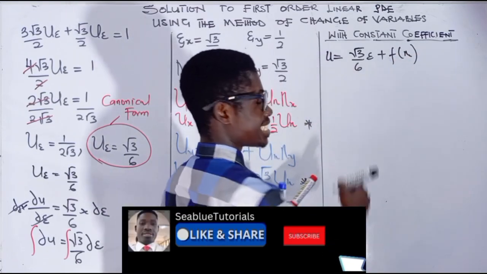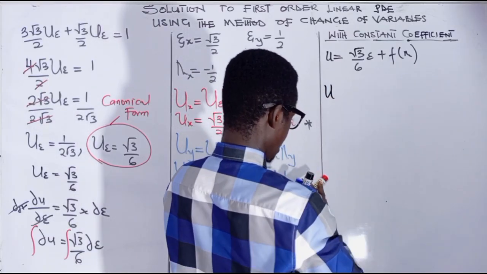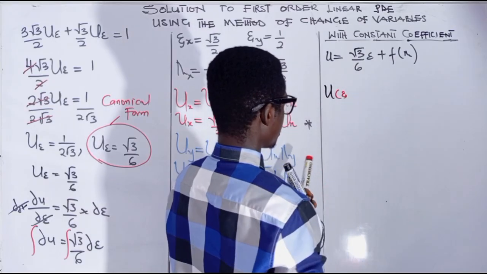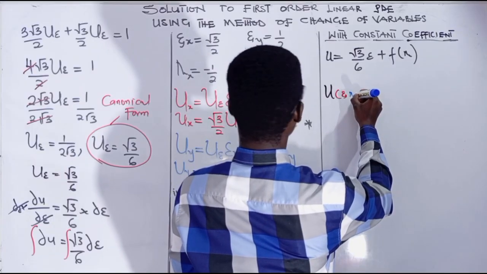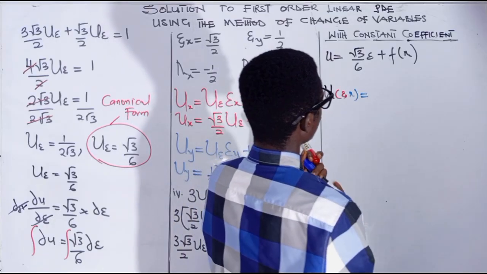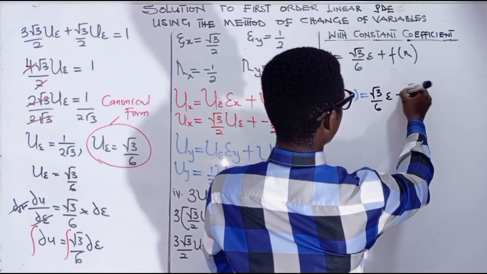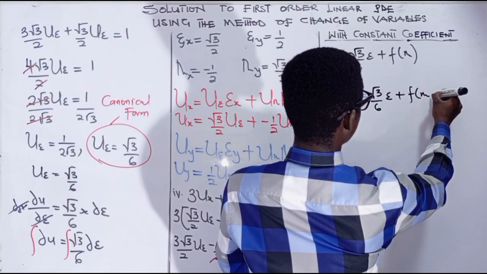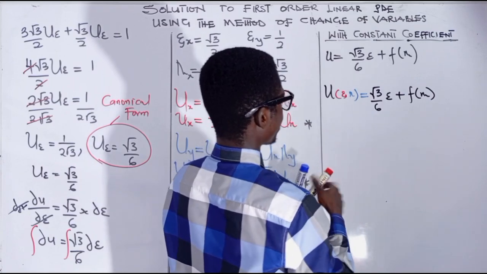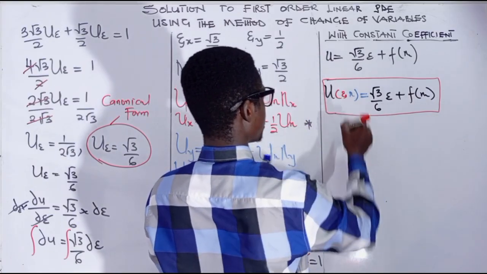So our general solution, which is in terms of Zaya and then eta, is given as u(Zaya, eta) is equal to root 3 over 6 Zaya plus a function of what? Eta.